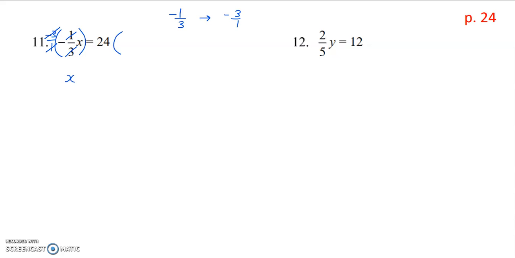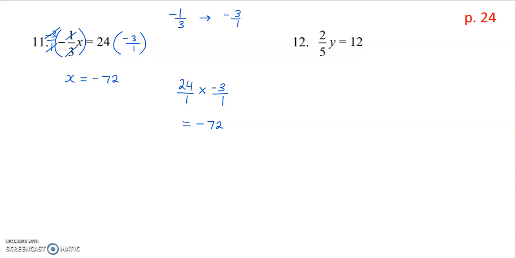And then we're going to multiply 24 by the reciprocal as well. We can do that work over on the side. 24 over 1 times negative 3 over 1. This one we have to multiply 24 times 3. And it's a negative 3, so it's going to be a negative 72. X is equal to negative 72.